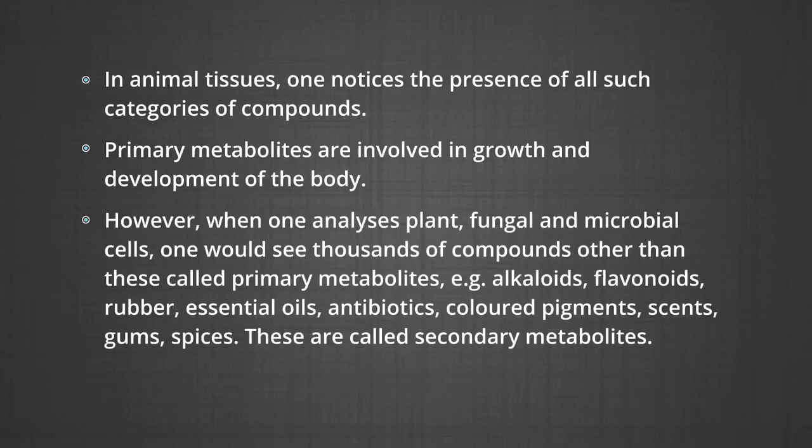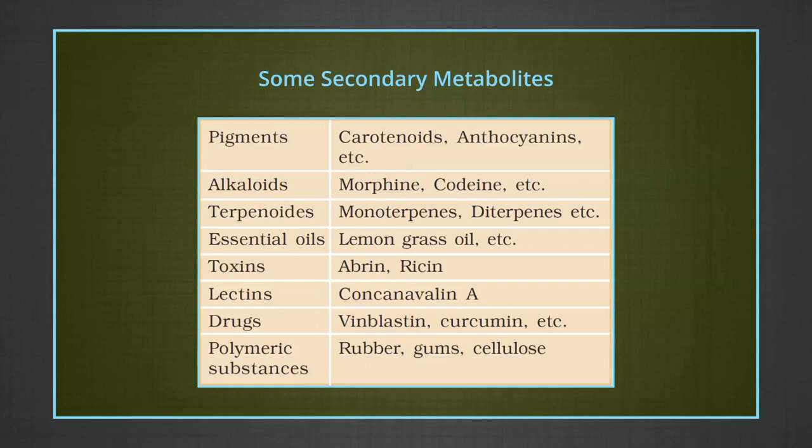However, when one analyzes plant, fungal and microbial cells, one would see thousands of compounds other than these compounds which are called primary metabolites. These other compounds are called secondary metabolites. For example, alkaloids, flavonoids, rubber, essential oils, antibiotics, colored pigments, scents, gums, spices, etc. Here is a table which is depicting some of the secondary metabolites.